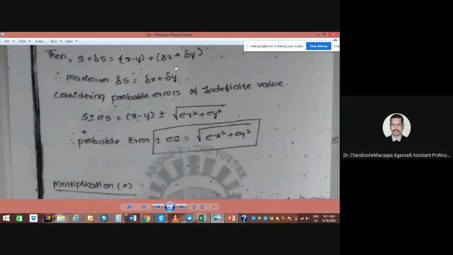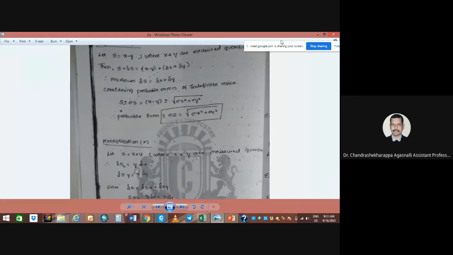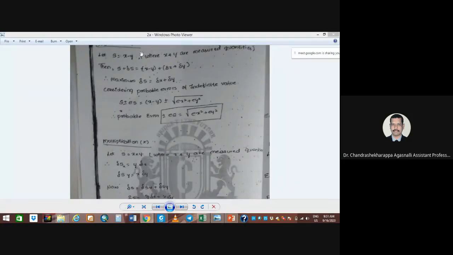So when it comes to subtractions, let us say S is equal to X minus Y, where X and Y are measured quantities. Then S plus delta S is equal to X minus Y. Same thing we did for additions, here we are doing subtractions. X minus Y plus or minus delta X plus delta Y. Therefore, the maximum delta S is equal to delta X plus delta Y. So considering the probable errors of individual values, S is equal to S plus or minus the probable error.